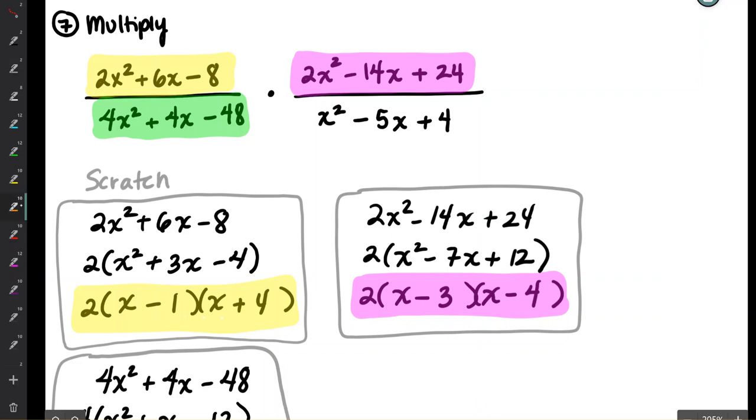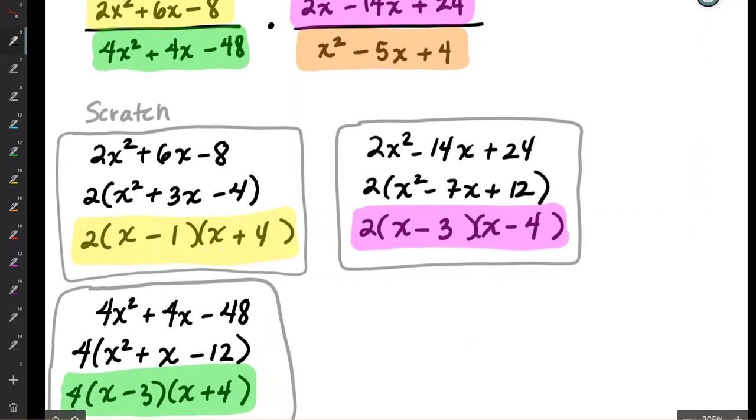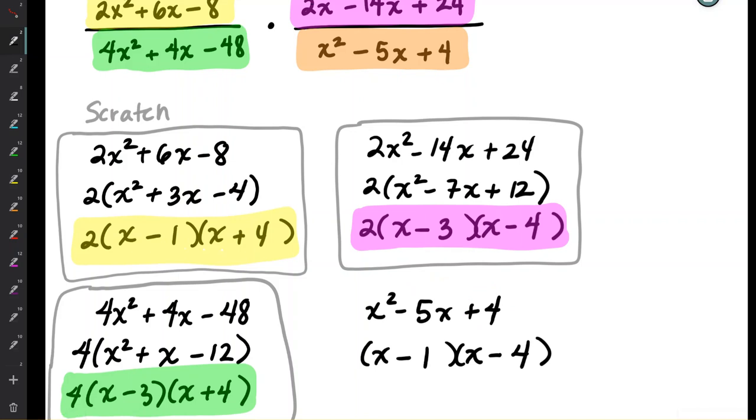And then my denominator here, leading coefficient is a 1. Minus 5x. I'm looking for two numbers that multiply together to give me positive 4 and add up to negative 5. Again, they're both going to be negative because they multiply together to give me a positive, but they add up to give me a negative amount. And in this case, it's minus 1 times a minus 4 gives me positive 4, and minus 1 plus minus 4 gives me negative 5. So orange is orange.